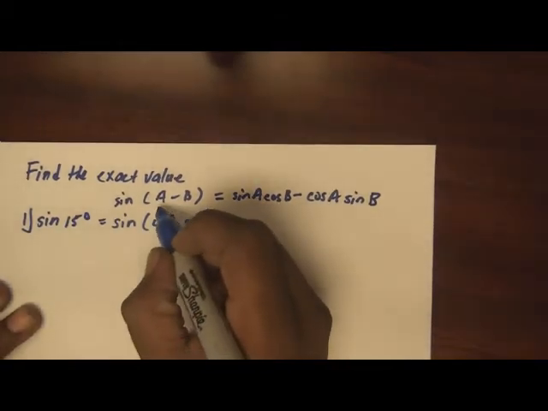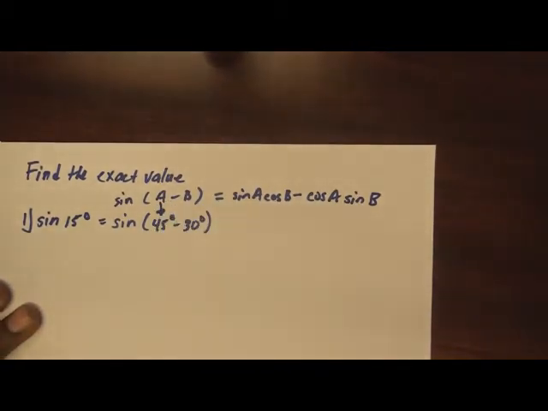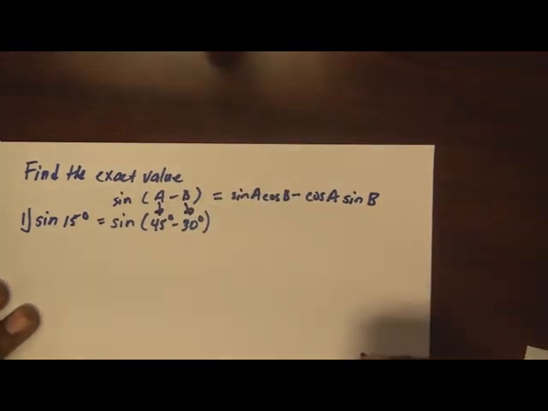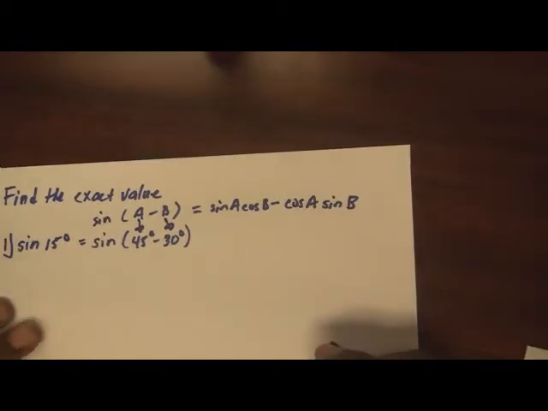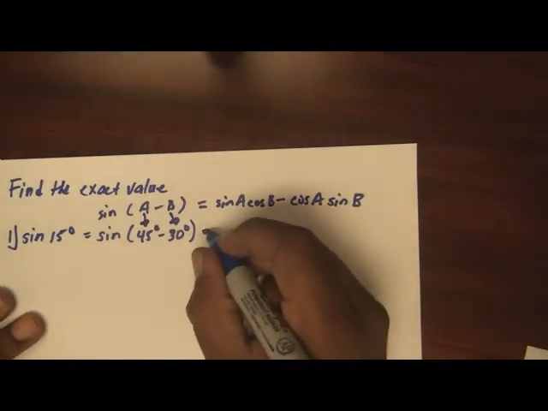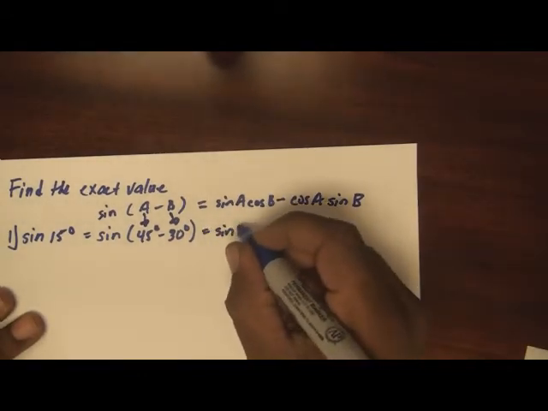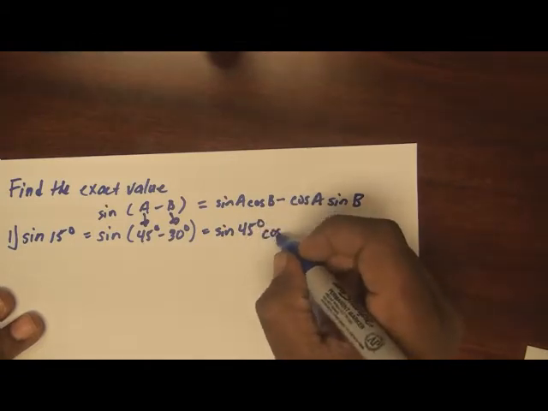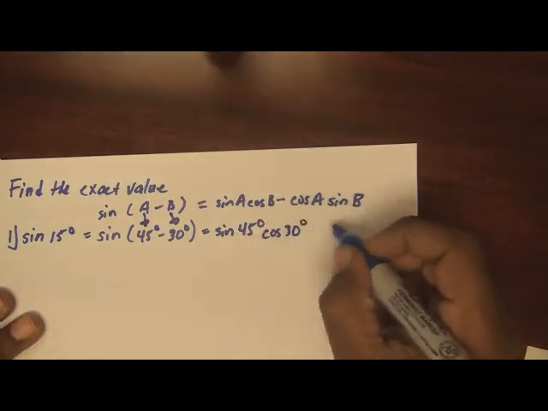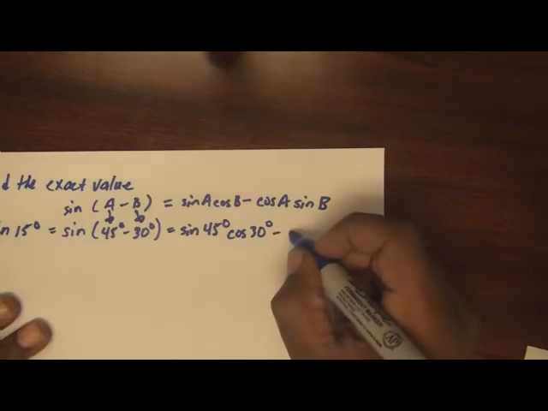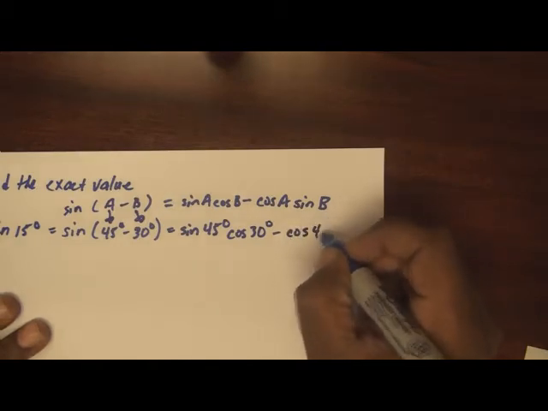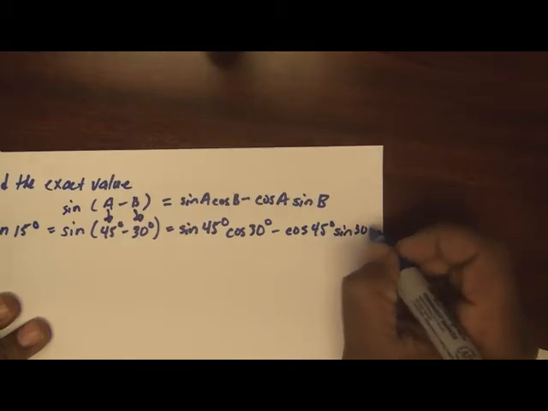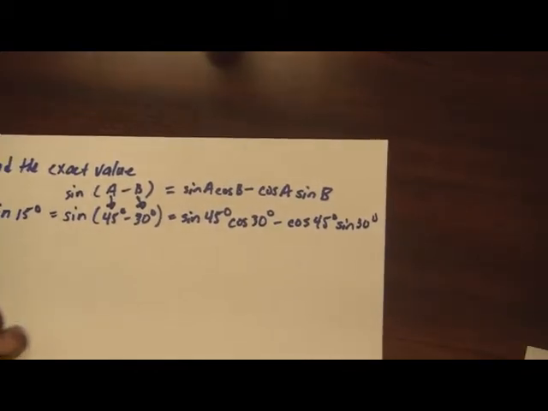So in this formula, I'll simply substitute A for 45 degrees and I'll substitute B for 30 degrees. So I'm going to write this out as the sine of A, which is 45 degrees, times the cosine of B, which is 30 degrees, minus the cosine of 45 degrees times the sine of 30 degrees.